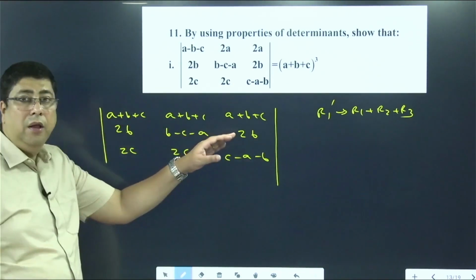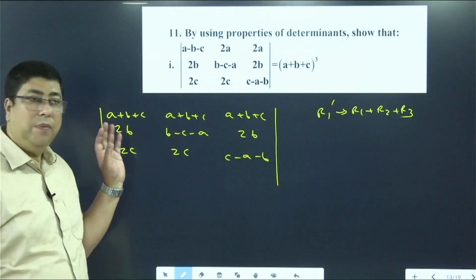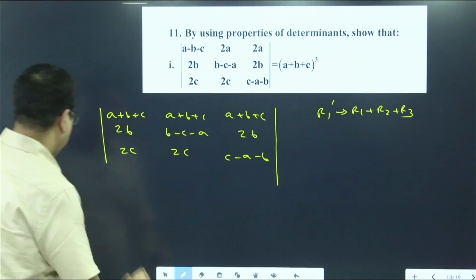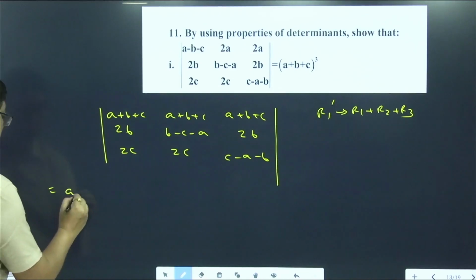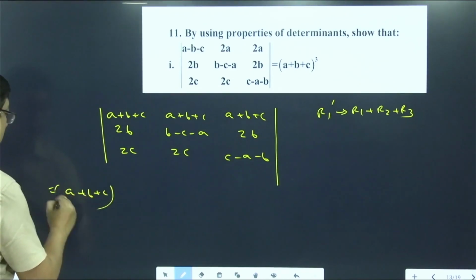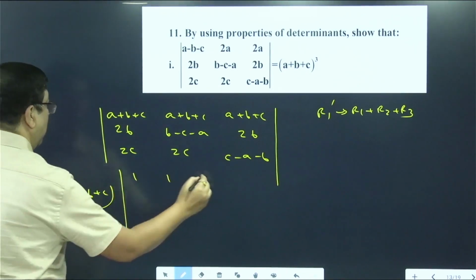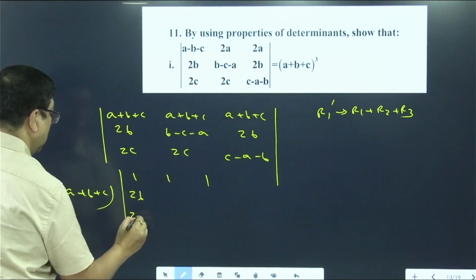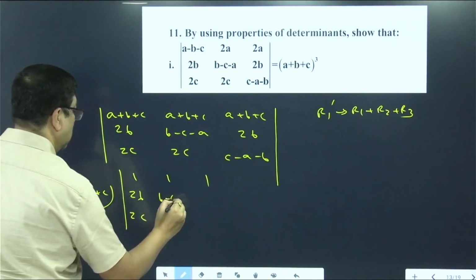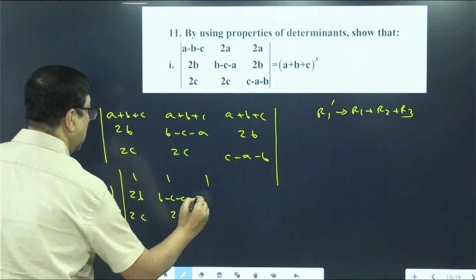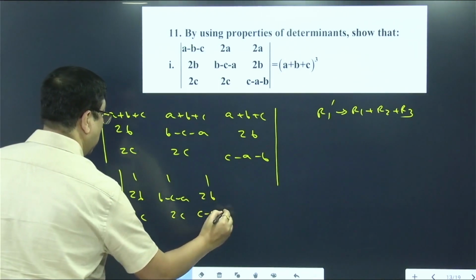From row 1, if we take a plus b plus c common, we are getting 1 1 1, 1 1 1, 2b, 2c, b minus c minus a, 2c, 2b, c minus a minus b.